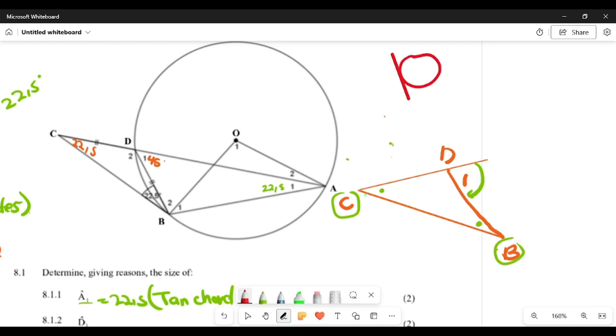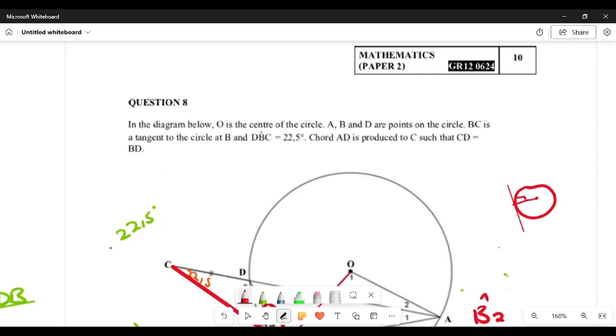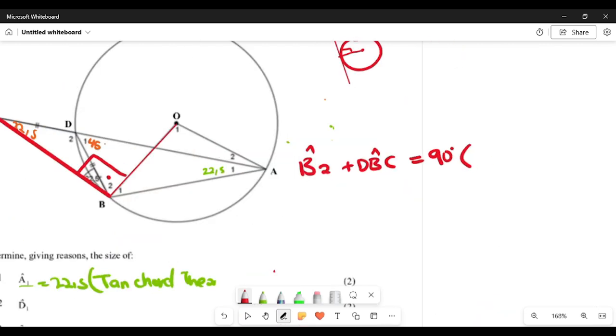So this is my tangent. Let me highlight my tangent, CB. It was given as a tangent, and my line from center O to circumference is OB. Now, I said this is 90 degrees. So this is the first thing that I'm going to mention. I'm going to mention that angle B2, which is this angle, plus this angle, which was given as 22.5, DBC, would be equal to 90 degrees, and my reason would be tangent perpendicular to radius.